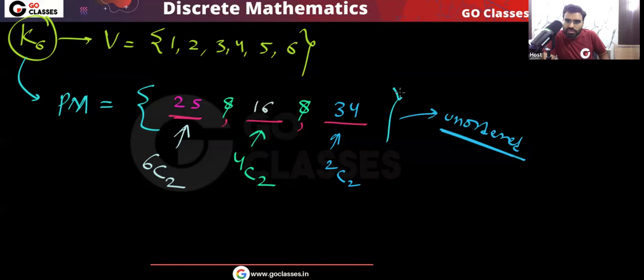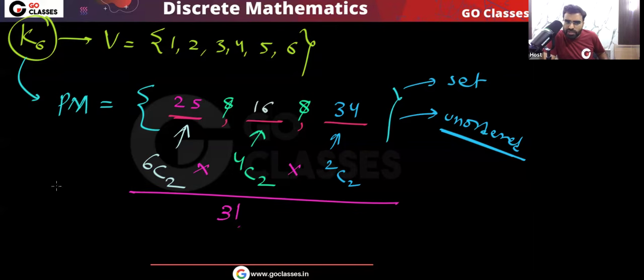But notice one thing, because this is unordered, because this is a set. So in the DOIB template, I told you that you will divide by 3 factorial, because you are putting 2 here, 2 here, 2 here. These 3 rooms are identical. And when you have identical boxes, then you will divide by 3 factorial. In the DOIB template, we have already seen this, if you remember.